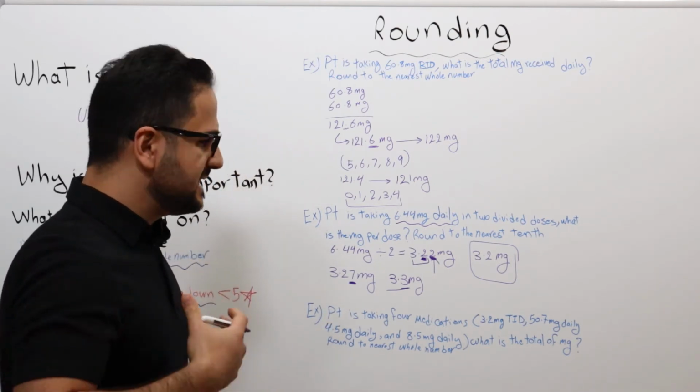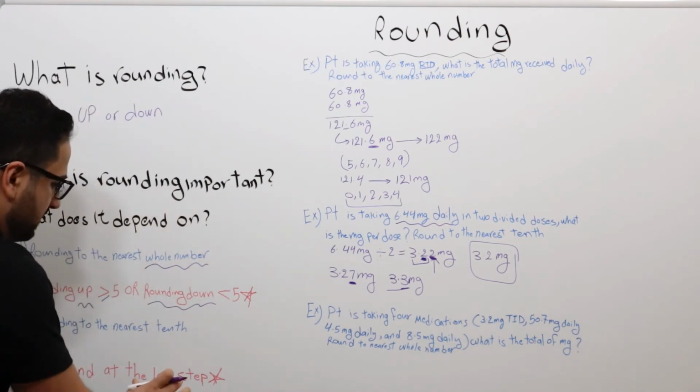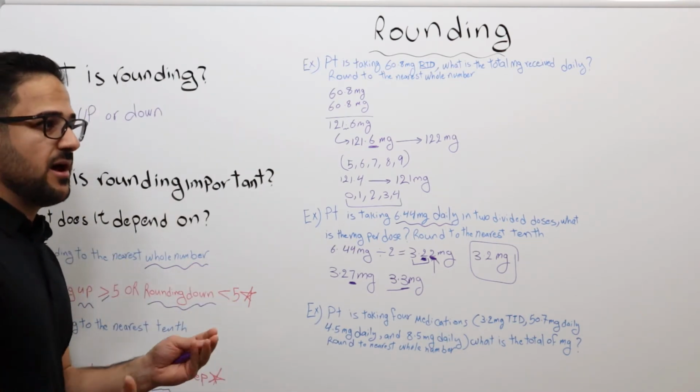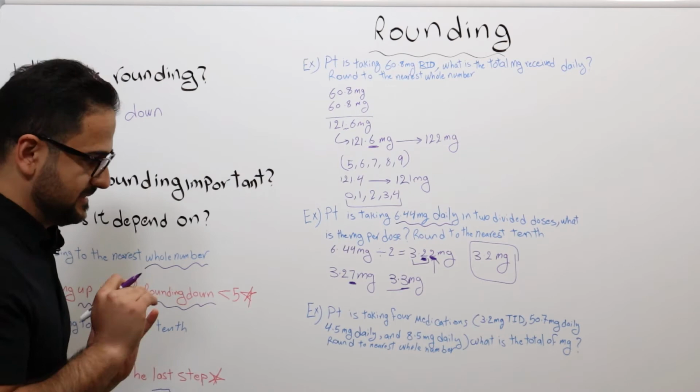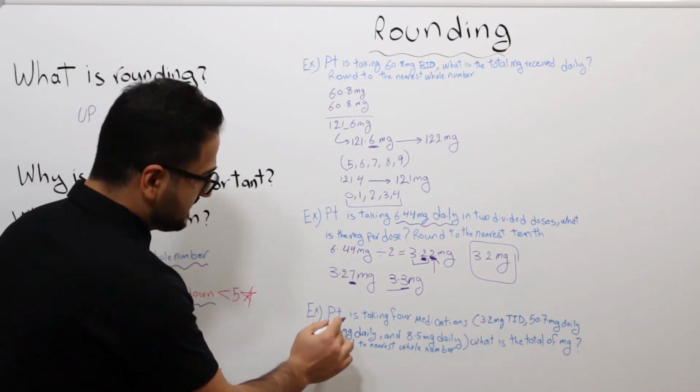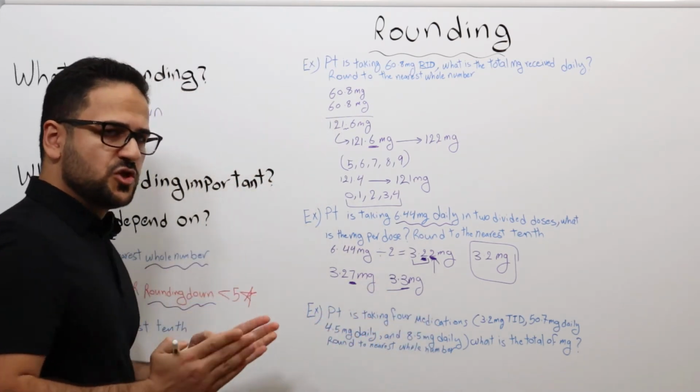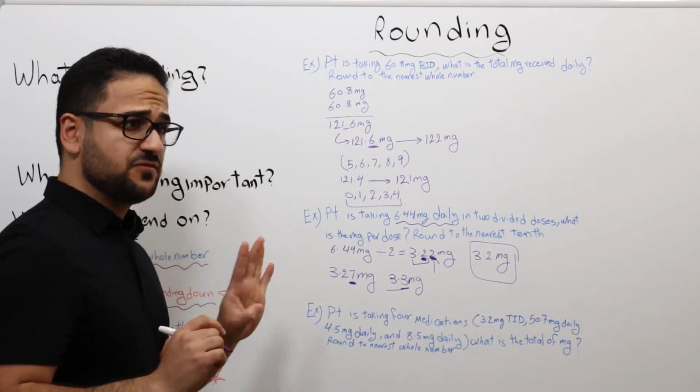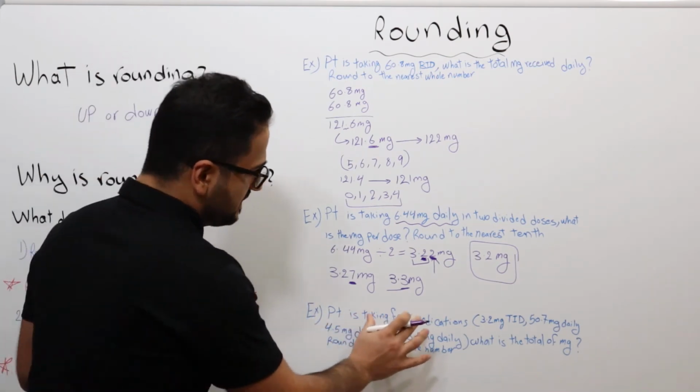So let's look into an example. What do I mean by rounding, and how is it different if you round in every step or at the last step? So here, a patient is taking medication. He has 4 medications at home, and he's taking these 4 medications.